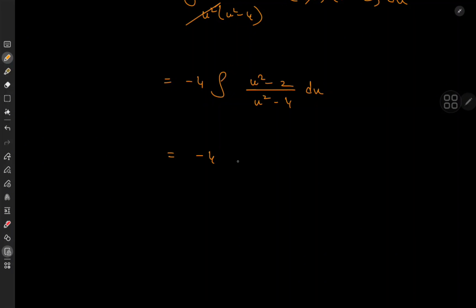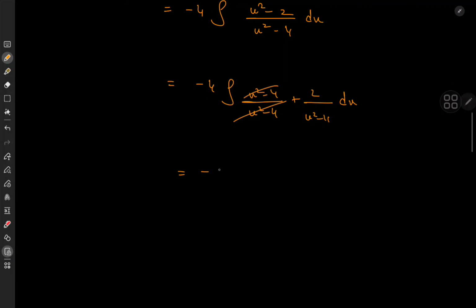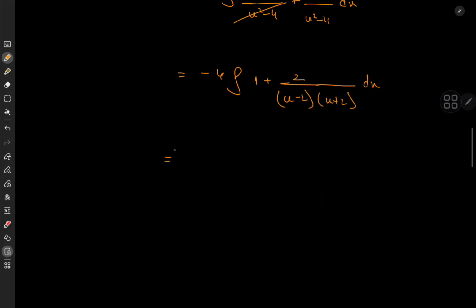So we have negative 4 times u squared minus 4 plus 2 over u squared minus 4, terribly sorry about that once again, du. Oh wait, let me just write this a bit more cleanly, although it was pretty damn visible. So we have some cancellation taking place, and we have negative 4 times 1 plus 2 over u minus 2 times u plus 2, which is again a straightforward integral that can be evaluated using partial fractions.